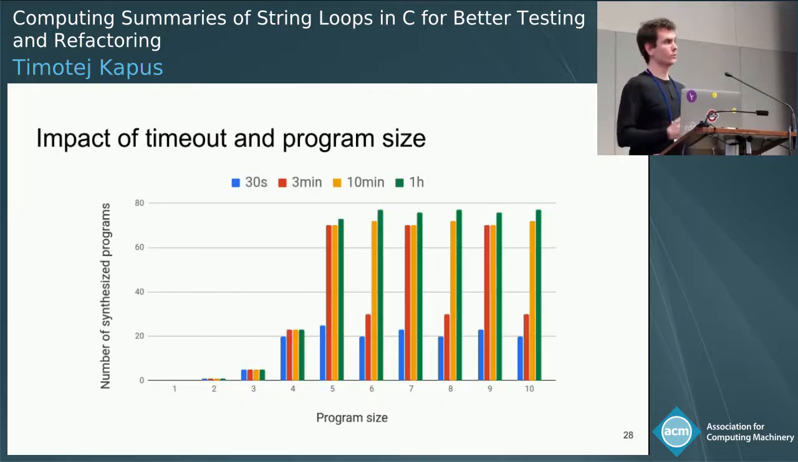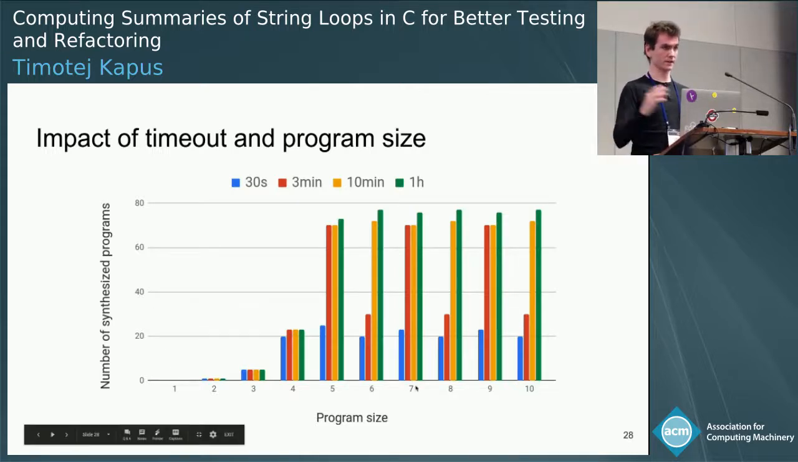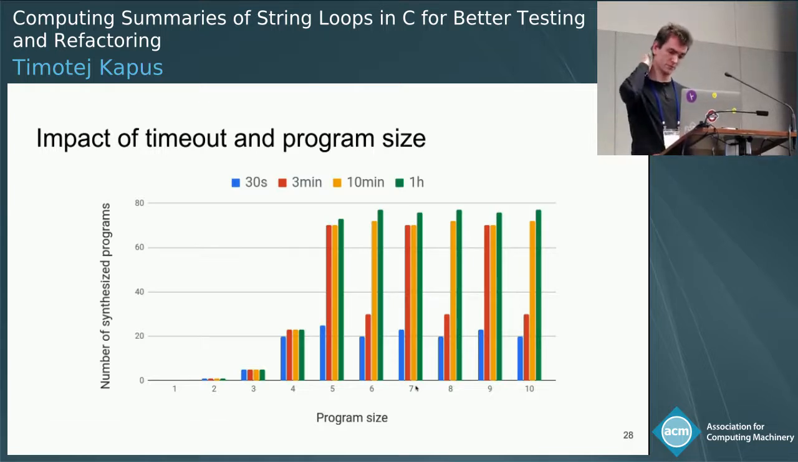So next, we wanted to measure the impact of the timeout of counterexample guided synthesis and program size on the number of programs we can synthesize. This graph is a bit dense, but that's the best presentation I could do. The number of synthesized programs is on the y-axis, so how well it performs. And on the x-axis, we have the maximum program size, so the maximum number of characters we can have in our summaries. And each individual column represents a timeout we gave. So we have a 30-second timeout, a 3-minute timeout, 10-minute, and 1-hour timeout.